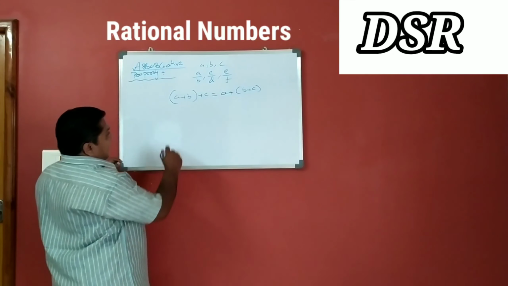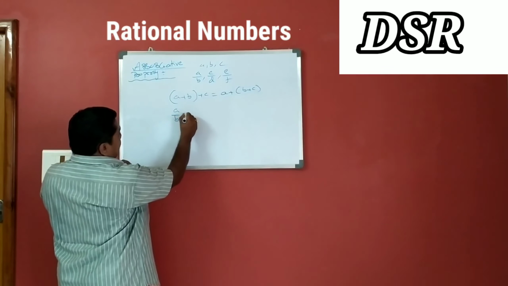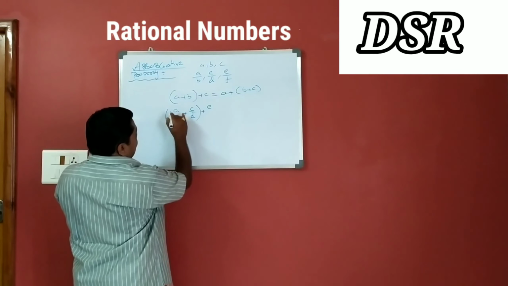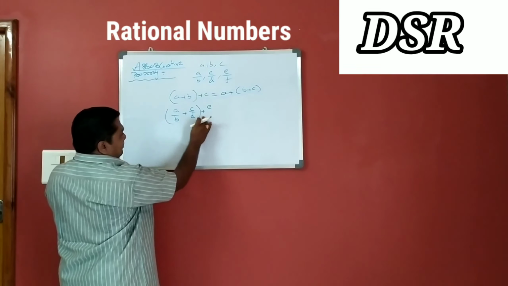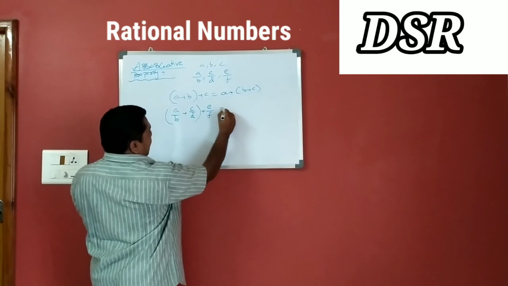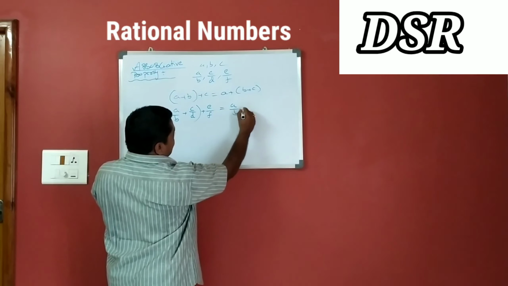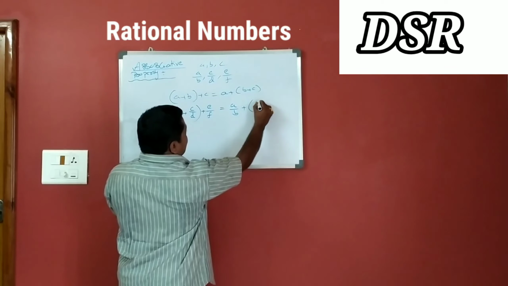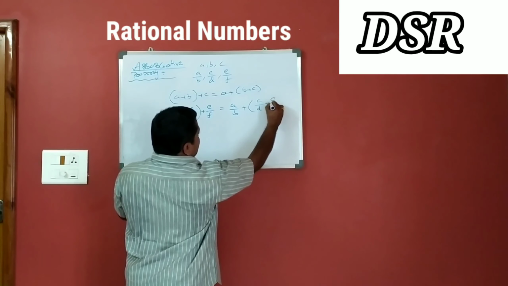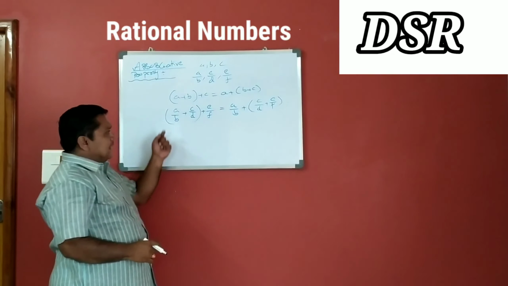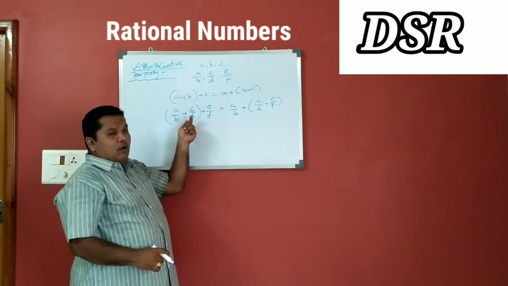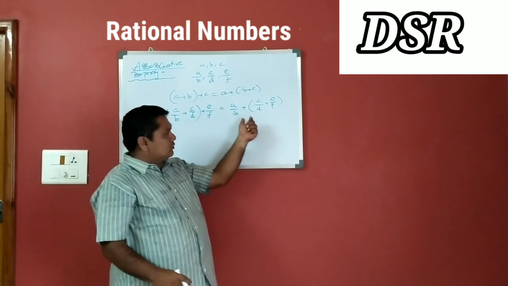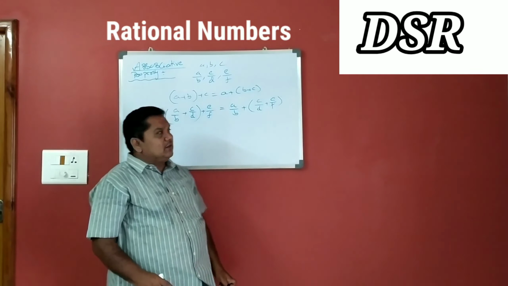Otherwise, you can write in fractions: a/b + c/d + e/f. Otherwise, (a/b + c/d) + e/f is equal to a/b + (c/d + e/f).